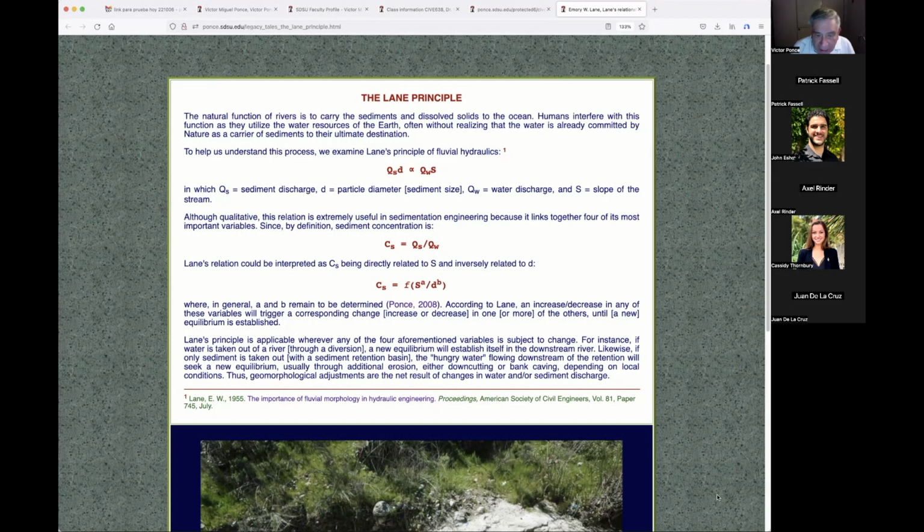Okay. Lane's principle is applicable whenever any of the four aforementioned variables is subject to change. For instance, if water is taken out of a river through a diversion, a new equilibrium will establish itself in the downstream river. Likewise, if only sediment is taken out with a sediment retention basin, as we will have ample time to show, the hungry water, quote unquote, flowing downstream of the retention will seek a new equilibrium, usually through additional erosion, either down-cutting or bank caving, depending on local conditions. Thus, geomorphological adjustments are the net result of changes in water and or sediment routing, or sediment discharge rather.